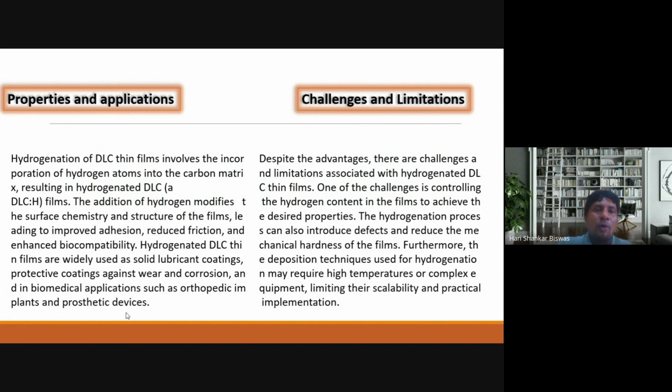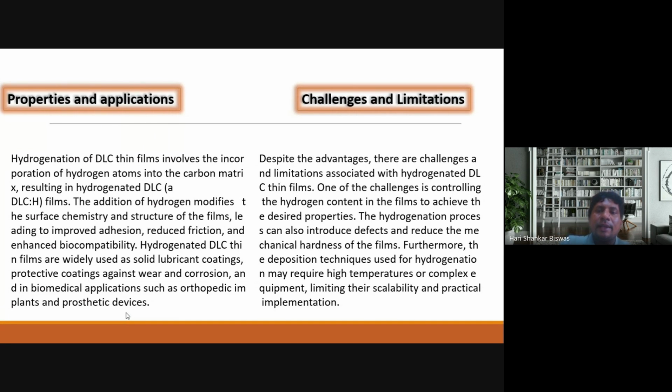And these are the properties and applications, and there are some challenges also. Hydrogenation of diamond-like carbon thin films involves the incorporation of hydrogen atoms into the carbon materials, resulting in the hydrogenated diamond-like carbon. Despite the advantages, there are challenges and limitations associated with hydrogenated diamond-like carbon. One of the challenges is controlling the hydrogen content in the film to achieve the desired properties. The hydrogenation process can also introduce defects and reduce the mechanical hardness of the thin film.